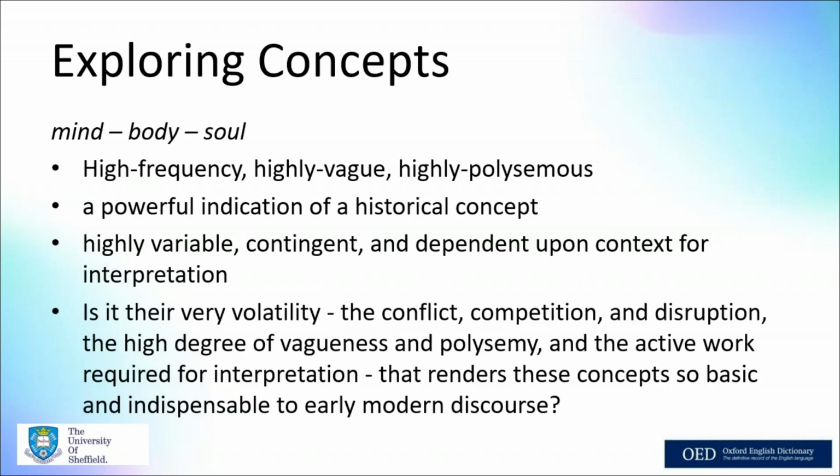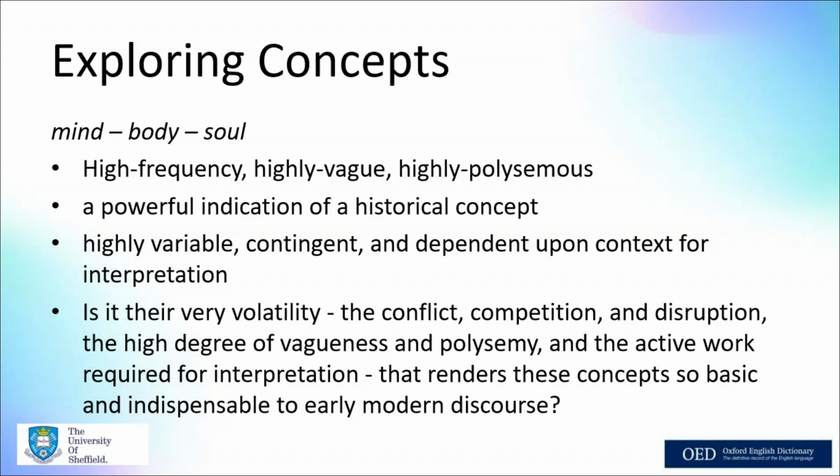Another question that we're starting to ask here is that with words like mind, body, and soul, and as I pointed out with the words body and part, some of the strongest trios and quads that we see in early modern English data, but actually in other data as well as we start to analyze contemporary texts, the strongest quads and trios tend to include high frequency words that are also highly vague and highly polysemous. Now that might be fairly straightforward. Mind, body, and soul are all high frequency. They have a lot of different meanings and they have a lot of vagueness that can be specified. So these are powerful indications of a historical concept.